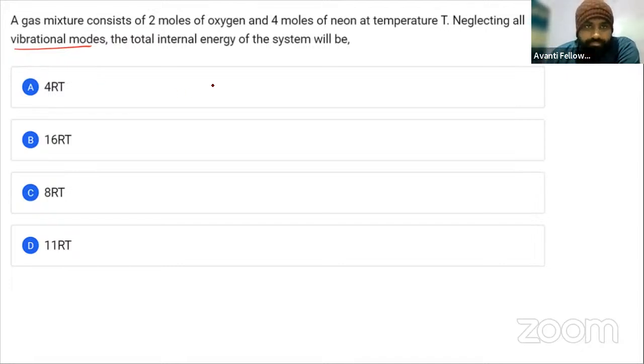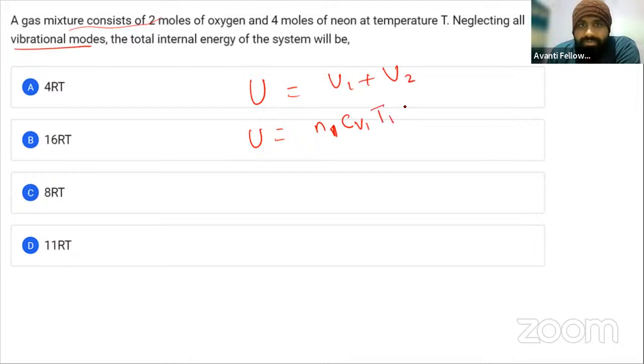So the law of equipartition of energy you can also apply. Here the mixture is given, so we can definitely say that U of mixture is U1 plus U2. U of mixture is N1 CV1 T1 plus N2 CV2 T2. Now T1 and T2 are the same, so T you can take out: T times (N1 CV1 plus N2 CV2).